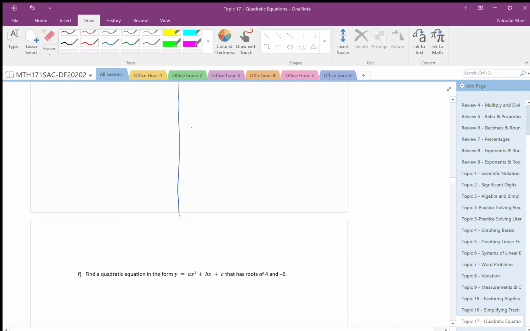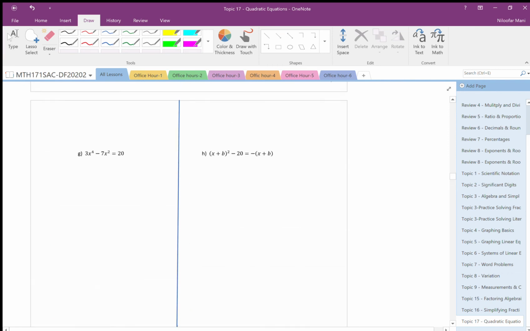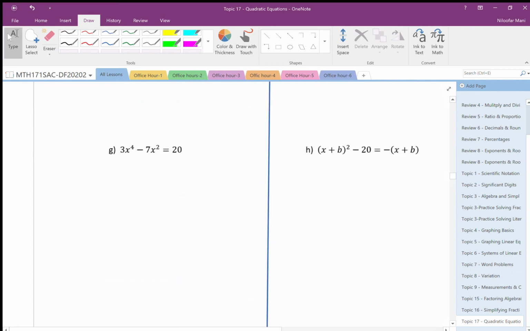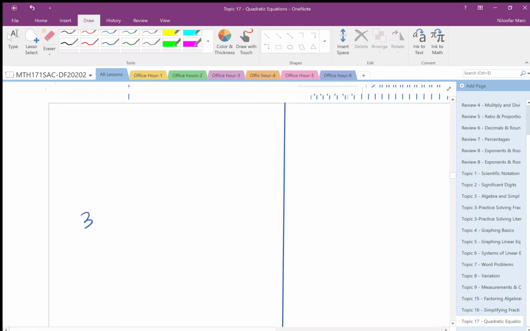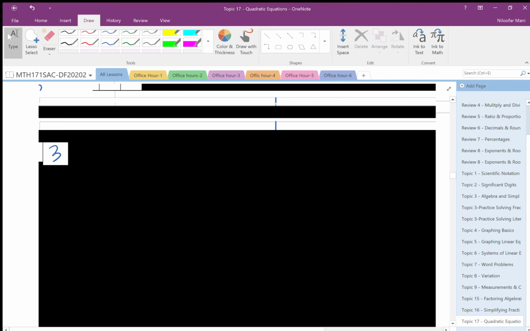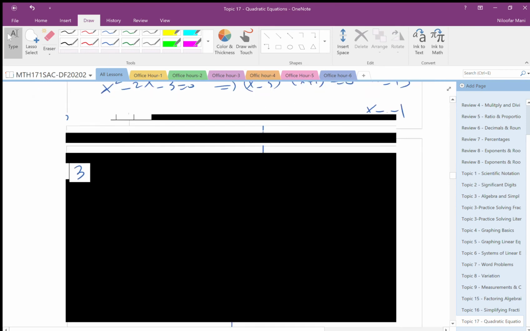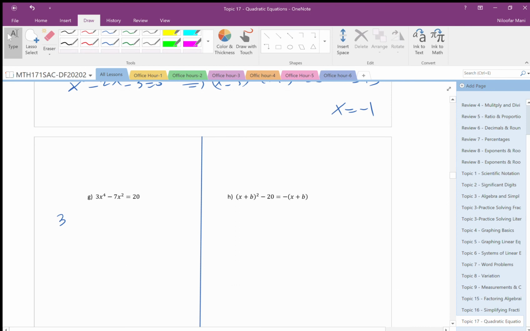Okay, so I keep that, and then I go to this question. Okay, so look at this. Do you see? Okay, I see x power 4, I see x power 2. So what should I do? I notice I have 3x to the 4 minus 7x squared minus 20 equals 0.